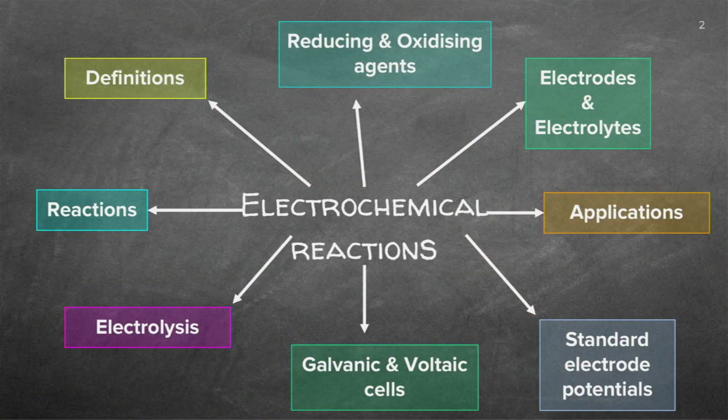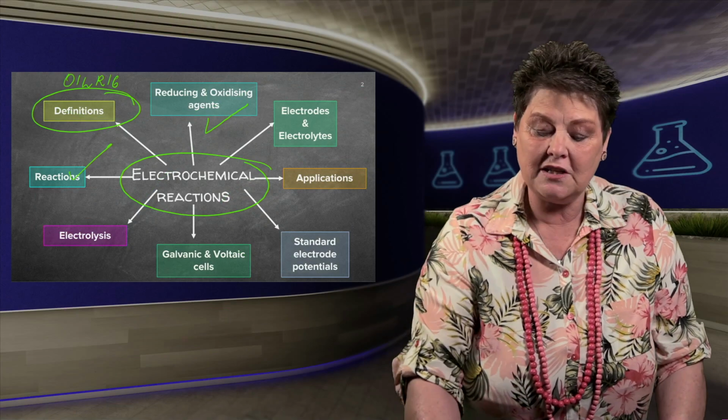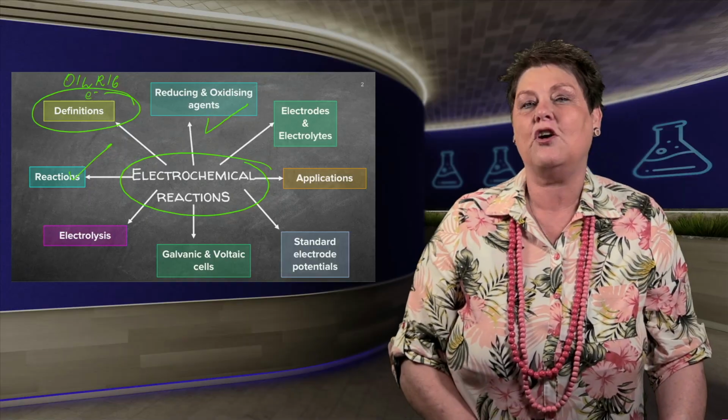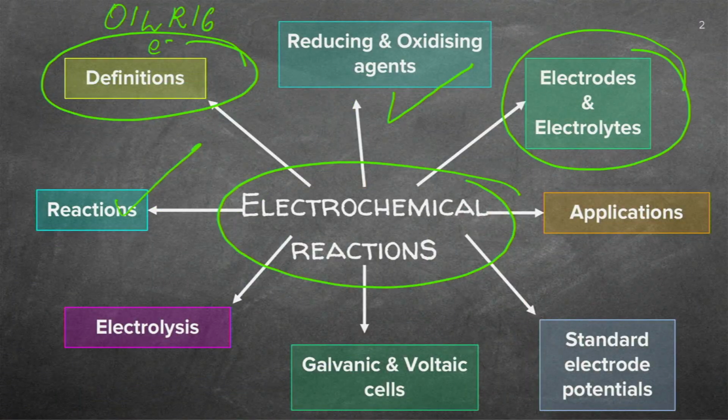So, we've done electrochemistry, the reducing and oxidizing agents, where we did the oxidation and reduction reactions. We've done the definitions, and always remember, write the little acronym OIL RIG on your paper. Then you'll never forget that oxidation is the loss of electrons and reduction is the gain of electrons. We've done electrodes, electrolytes, and electrolysis. We're now going to have a look at specific types of electrolysis.